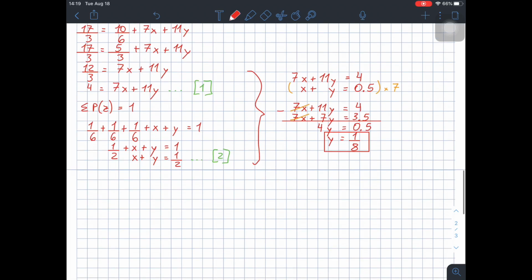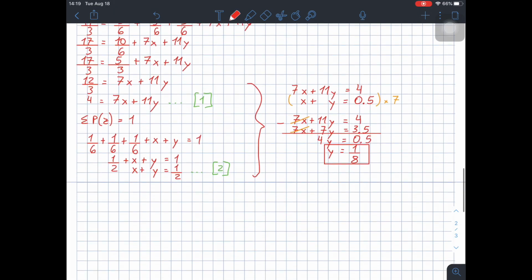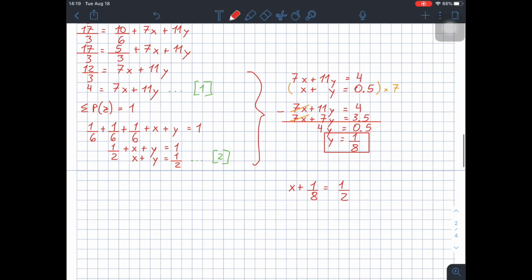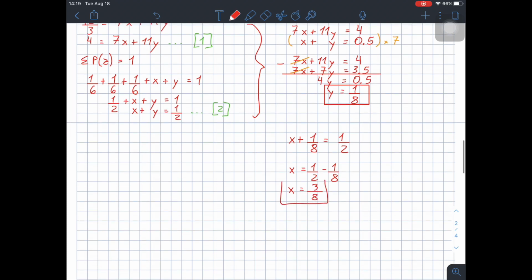So if I go to the second equation, I would say that x plus 1 over 8 is equal to 1/2, right? 0.5. So then I can solve for x and say that x is equal to 1/2 minus 1 over 8. And if you subtract this, 1/2 minus 1 over 8 is 3 over 8. Okay? And this is the value of x.